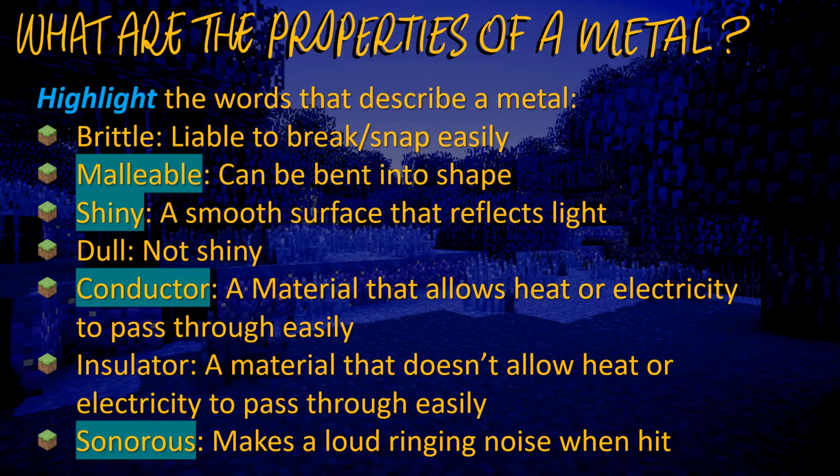Shiny, we know that metals are shiny when we look at them. Conductor, so it allows heat or electricity to pass through easily. That's why we use copper in our wires and why we have metal saucepans and things like that. And sonorous is if you had metal and you hit something against it, it would make a very loud ringing noise. So if you have a ruler or something and you gently hit your radiator at home, then it will make a loud ringing noise, kind of like a gong, but not as loud.